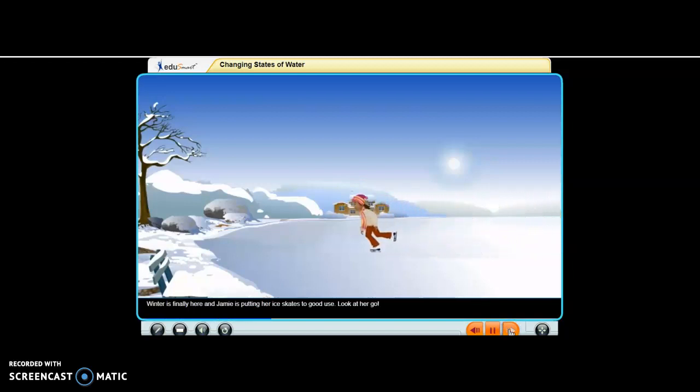Winter is finally here, and Jamie is putting her ice skates to good use. Look at her go!